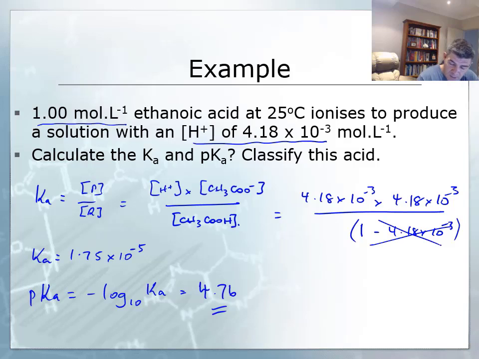So my Ka value is of the order of magnitude of 10 to the minus 5, and my pKa value is 4.76. So what you can see here is I actually have quite a weak acid. It's not fully ionized, only a very small amount of it has actually been produced. Why don't you do the full calculation, leaving the subtracted amount in, and see what difference it makes to your calculation of Ka and pKa.